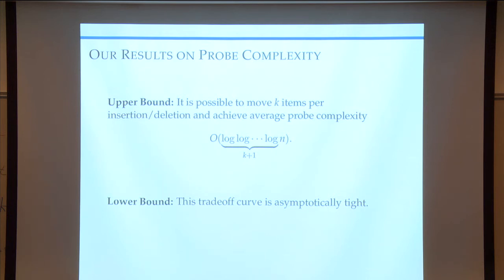And the proof considers, well, how much can you really gain? How much can you reduce the probe complexities by swapping items? And so it uses a fairly involved potential function argument.